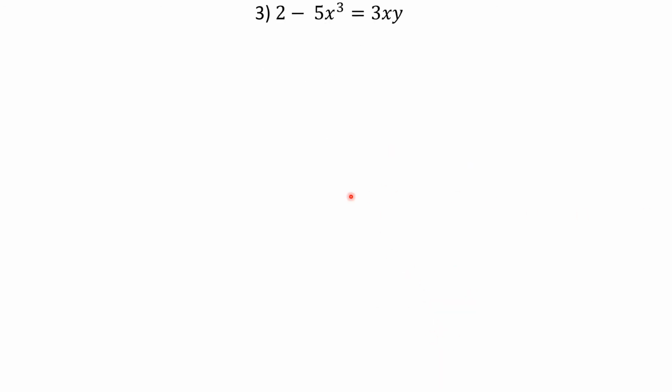Right. And that brings us to our last one. I think number 3 will be our last one for today. So again, let's see how this one goes. Oh wow, this one is a little interesting. We have 3xy. This here is a little product rule taking place. Anyway, we'll address that when we reach there.